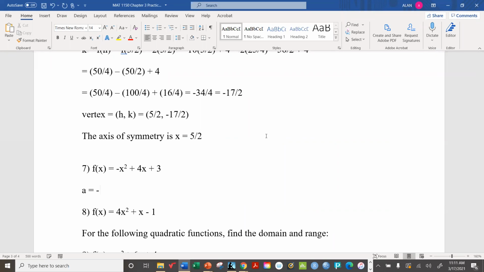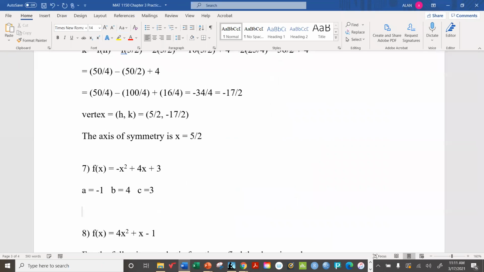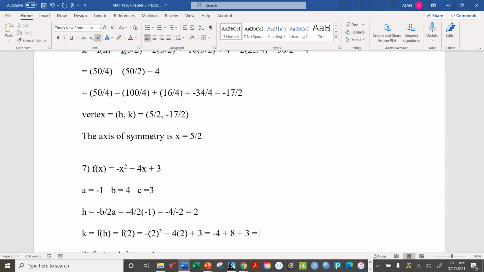Well, let's see, A is -1, B is 4, and C is 3. So therefore, H equals minus B over 2A, minus 4 over 2 times -1. So we've got minus 4 over -2, which is 2. So f of 2 is minus 2 squared plus 4 times 2 plus 3. This is minus 4 plus 8 plus 3, which is 7.